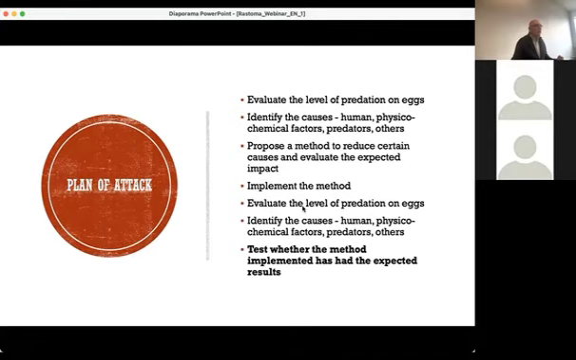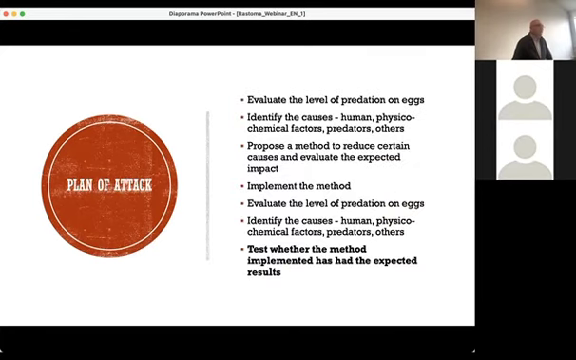Then again, you evaluate the level of predation. You come back here, you identify the causes, human, physico-chemical factors, predators, and others, and you test if the method that you have implemented gives the expected results. Is the predation lower as you have expected?